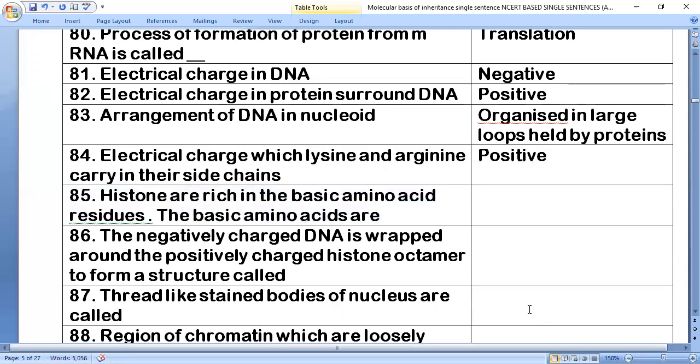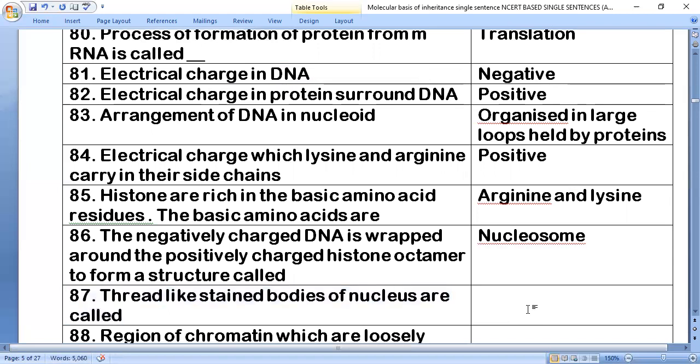Histones are rich in basic amino acid residues. The basic amino acids are arginine and lysine. The negatively charged DNA is wrapped around the positively charged histone octamer to form a structure called nucleosome.